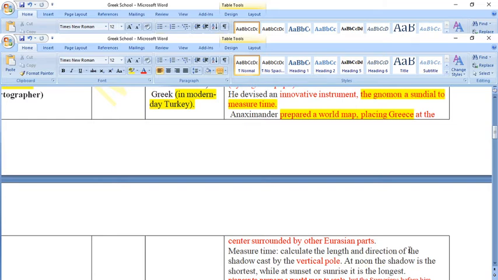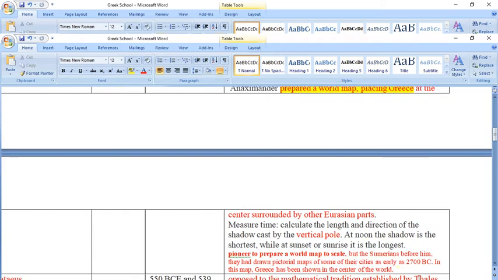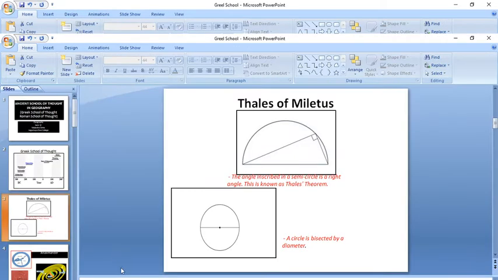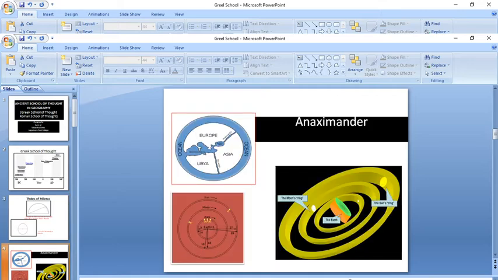of the earth. Another important contribution is that he calculated the length and direction of a shadow with the help of a vertical scale, and prepared a sundial to identify the local time. This was a very important step in that era to identify the local point. Here, go to another slide.